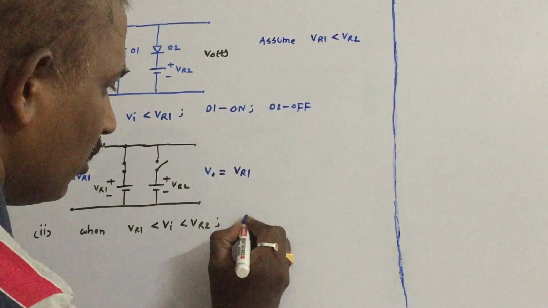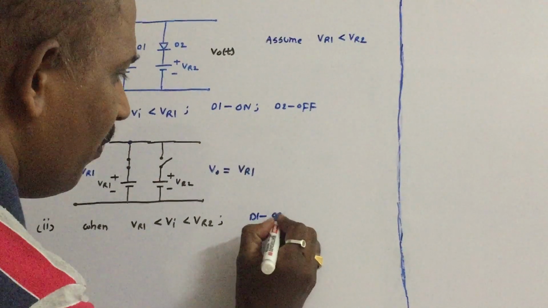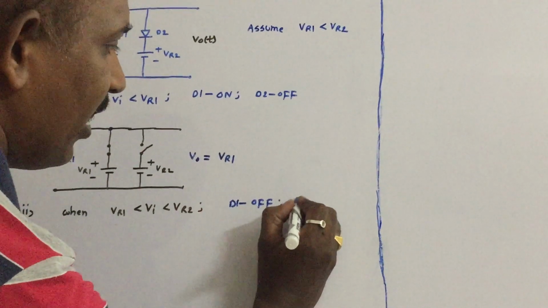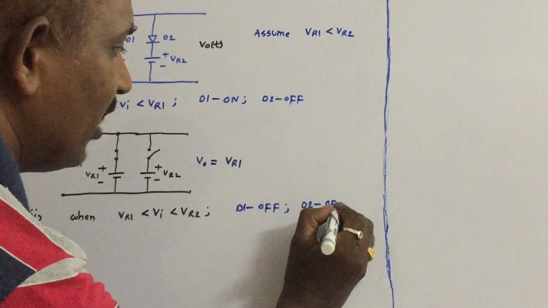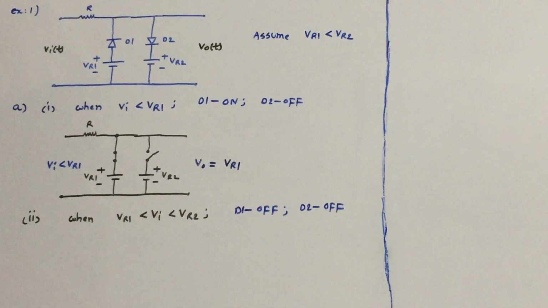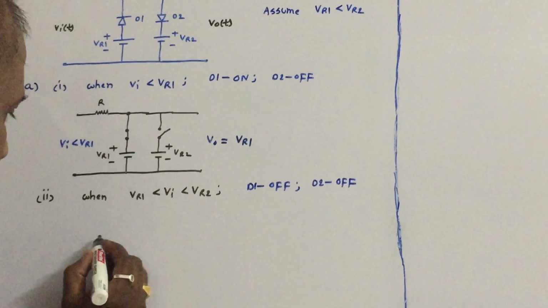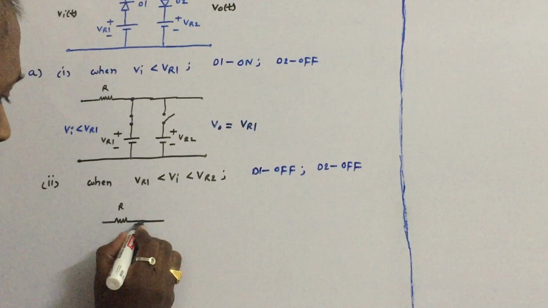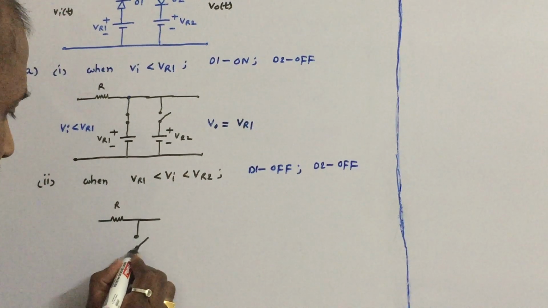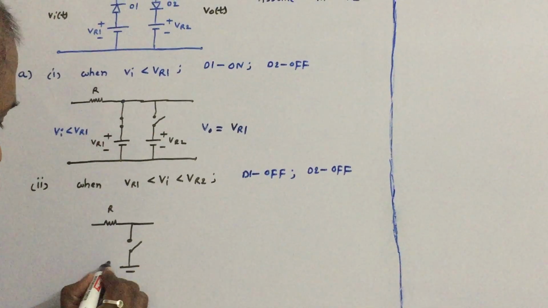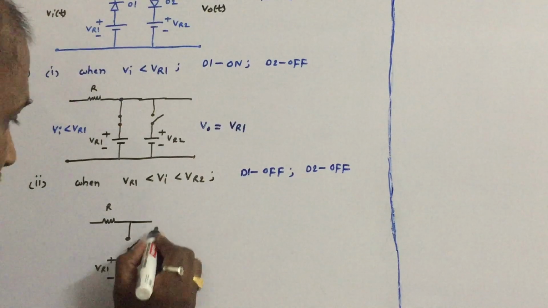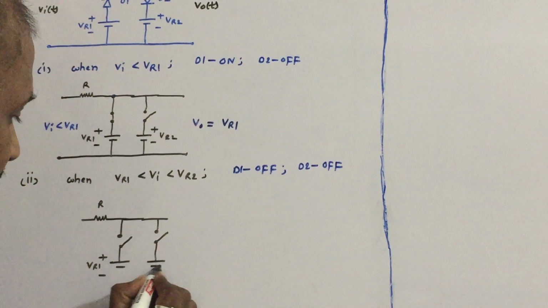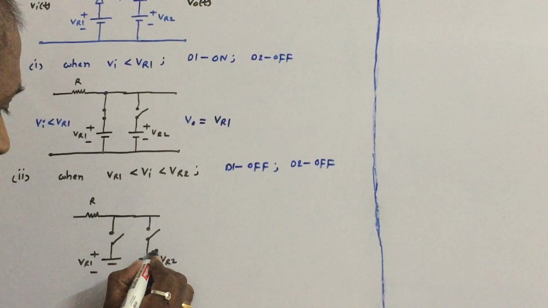So both diodes are reverse biased. D1 will be in off condition. Since Vi is less than VR2, this voltage is not enough to make D2 in on condition. So both diodes are in off condition. That is under this case. What is the equivalent circuit you have to draw? The equivalent circuit is very simple. Resistor, D1 is in off condition, so this is VR1. D2 is also in off condition, that means it acts as an open circuit. So this is VR2 plus or minus.